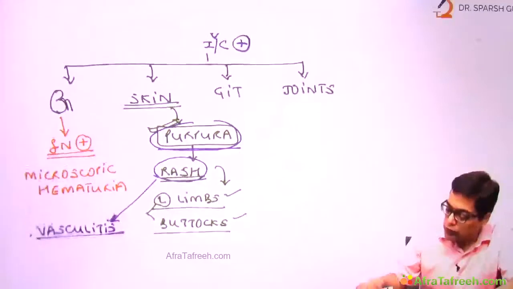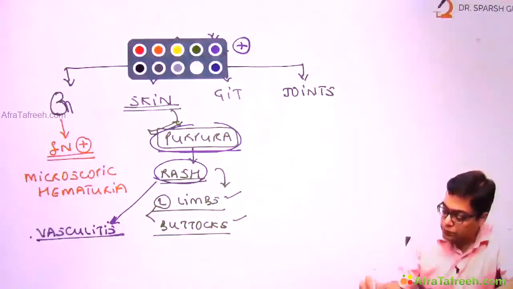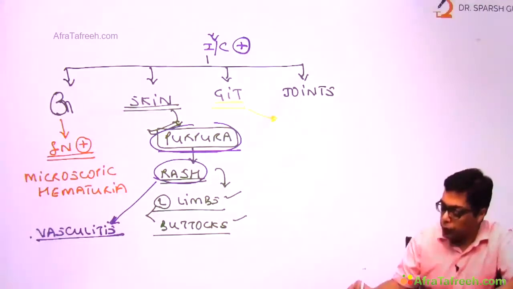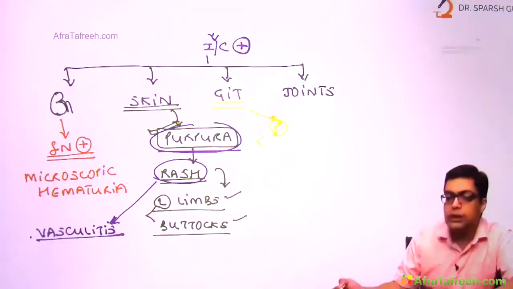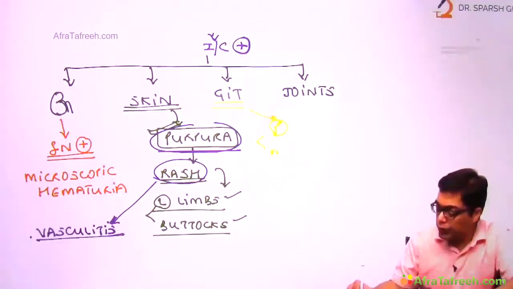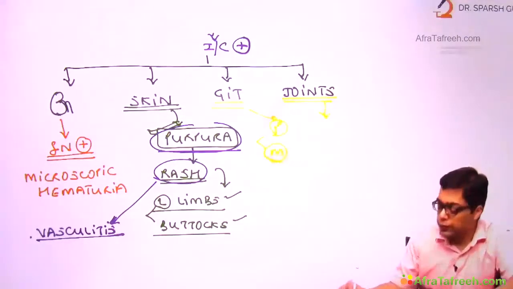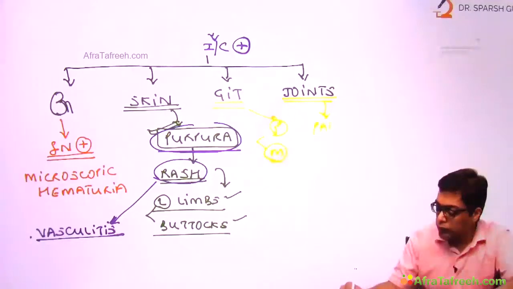Talking about the involvement of organs like the GI tract, patients are going to be having involvement of the GI tract, which can be seen in the form of abdominal pain, and patients could even be having the development of bleeding or melena. In the joint involvement, patients are having deposition of the immune complexes over here. So patients are going to be having the development of arthralgia.